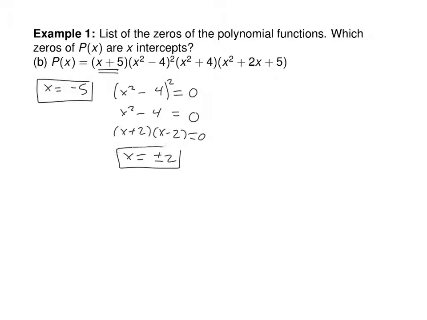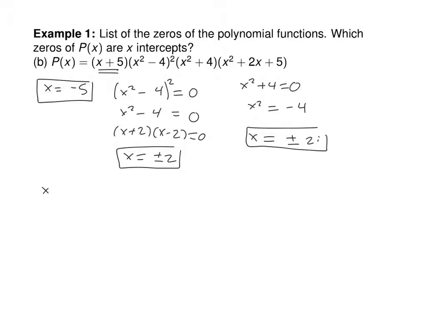You could have also solved that by moving the 4 over and square rooting, right? Same thing. Okay, how about x squared plus 4 equals 0? First thing? Move it over. Don't forget your plus or minus, and you get 2i.